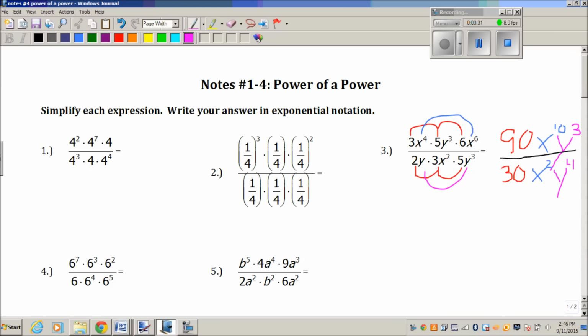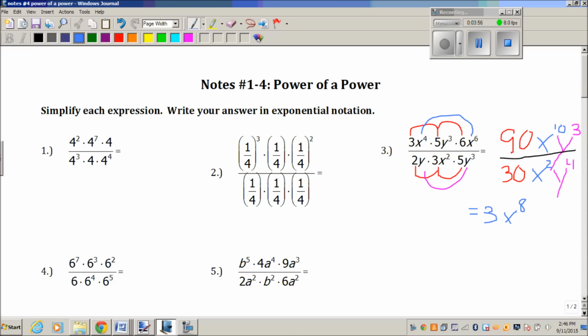So now that I've simplified the numerator and the denominator, now I can divide them. It's numerator divided by the denominator. So when I divide this expression, I like it vertically this way because they're lined up. 90 divided by 30 is 3. X to the 10th divided by x squared. When I divide like bases, I'm going to subtract the exponents.